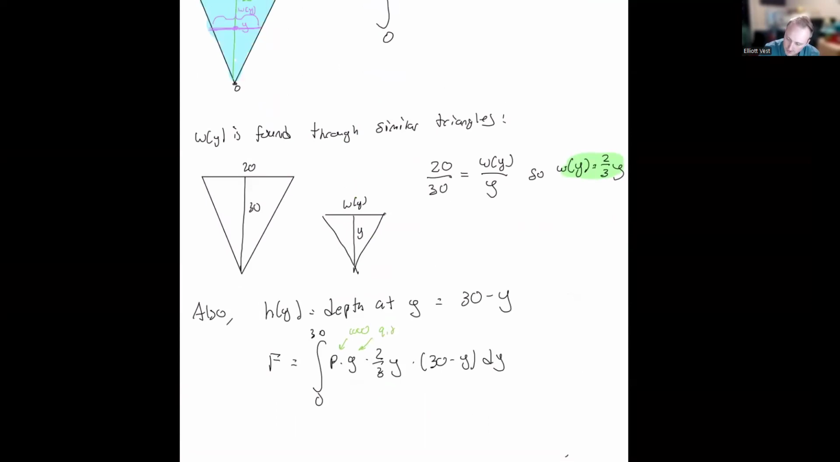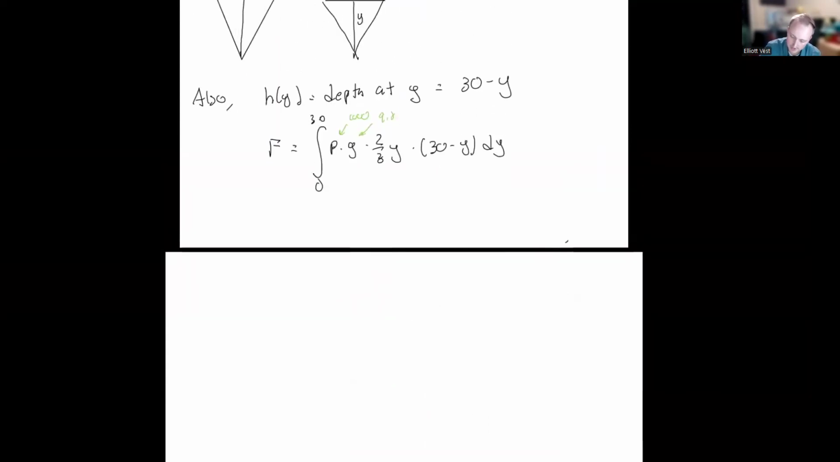I think we're almost done here, so we'll just add another page here. So this is going to be 9,800 times 2/3 times the integral from 0 to 30 of 30y minus y squared, dy. And these numbers on the outside are a little annoying, but we can just plug that into a calculator later to get 15y squared minus y cubed over 3 when we integrate from 0 to 30.